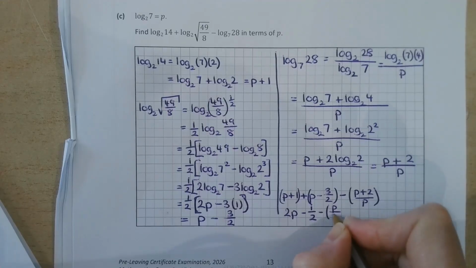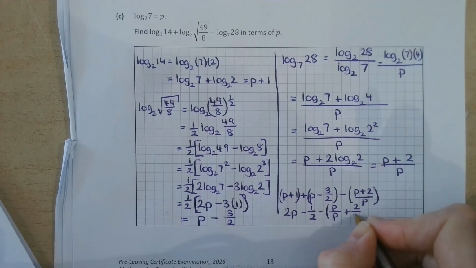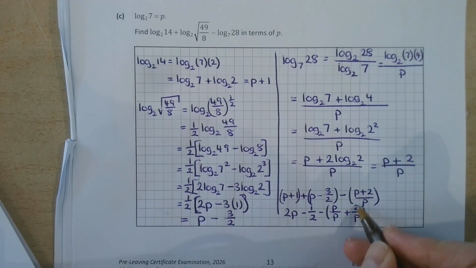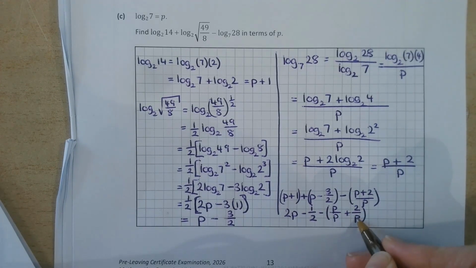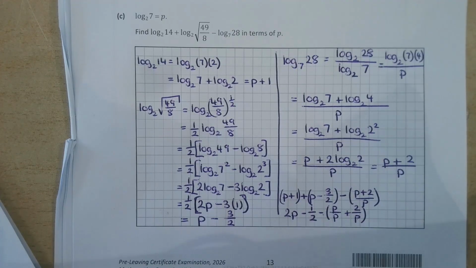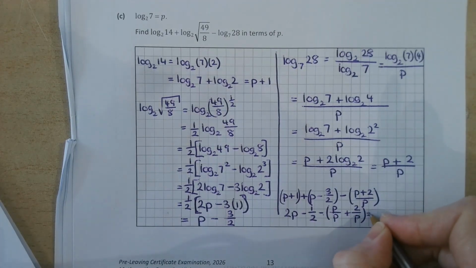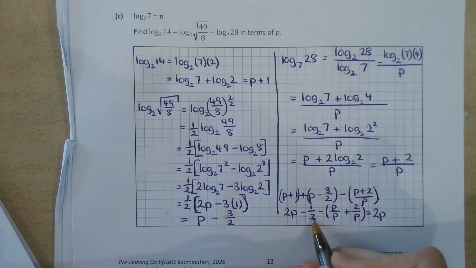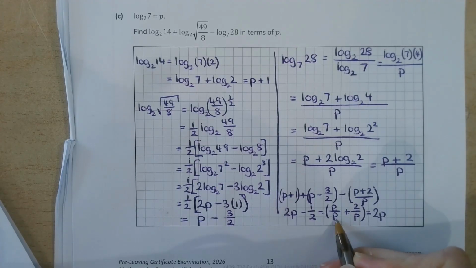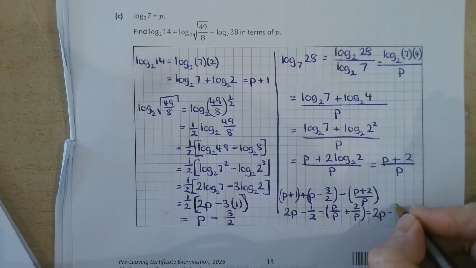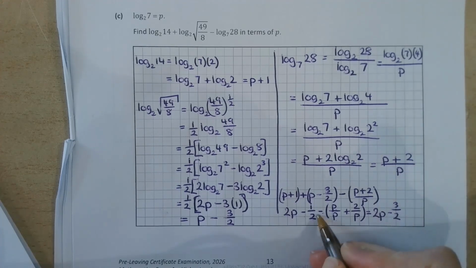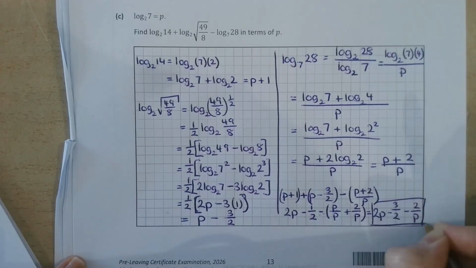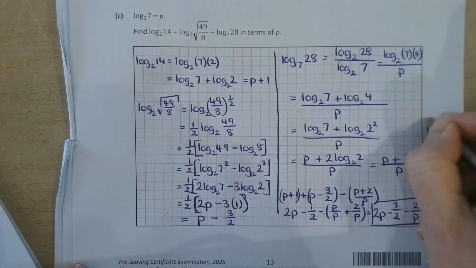Dealing with this fraction on the end, you could have done that all in one go if you wanted to, but we can separate that out into two separate fractions. P over p will give me 1. The plus 2 over p, there's not much I can do with that, but don't forget the minus multiplies into that. So we end up with the 2p at the beginning. We have the minus a half minus 1 from here, which gives me minus 3 over 2. And then it's going to be a minus 2 over p. And that's my final answer on that one. And that was 10.